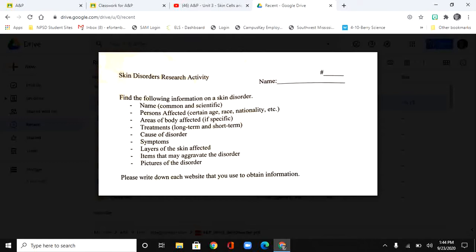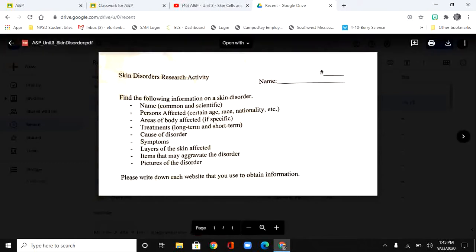Then I want you to research, how do we treat it? Is there a long-term treatment? Is there a short-term treatment? If it is treated, can it be cured, those types of things. I want to know what causes the disorder. Is it caused by an allergic reaction? Is it caused by a virus, by a bacteria? Is it genetic? So tell me how you get it, the cause of the disorder. I want to know the symptoms. Basically, what happens if you get this skin disorder? What are the problems that occur because of the skin disorder?